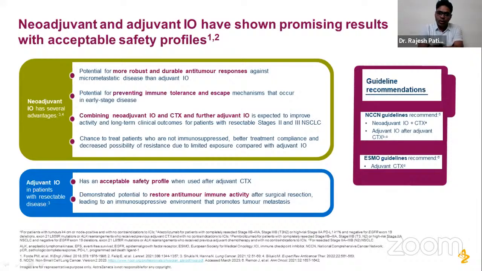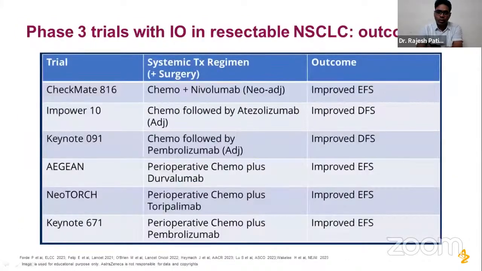Combining neoadjuvant immunotherapy and chemotherapy, followed by adjuvant immunotherapy, is expected to improve activity and long-term clinical outcomes in stage 2 and stage 3 non-small cell lung cancers. And in the adjuvant setting, the hypothesis is that it has an acceptable safety profile and can demonstrate potential to restore anti-tumor activity in non-small cell lung cancer when we use chemotherapy along with immunotherapy.